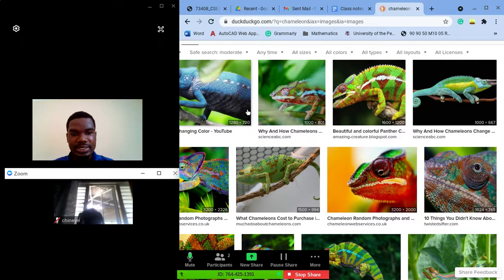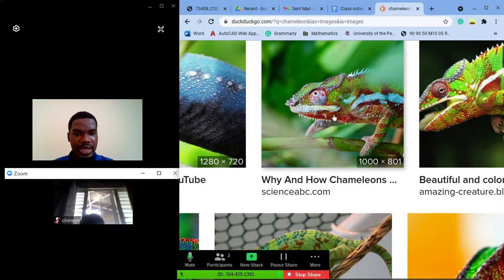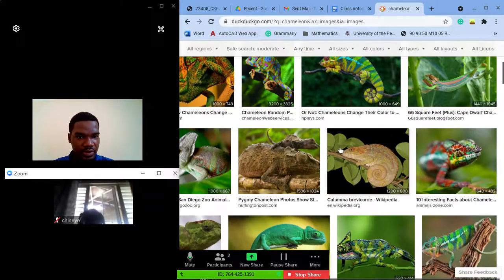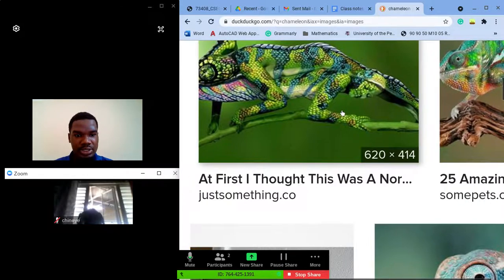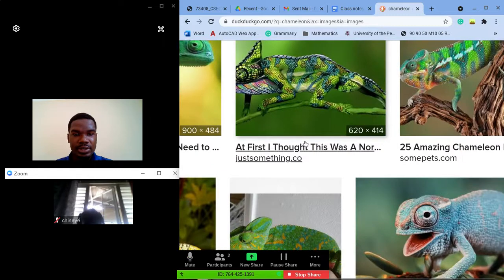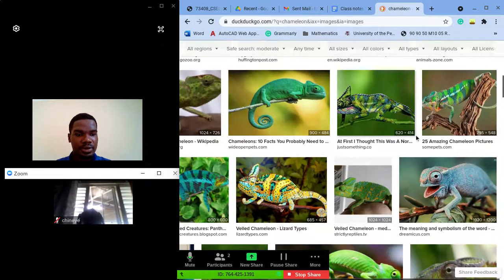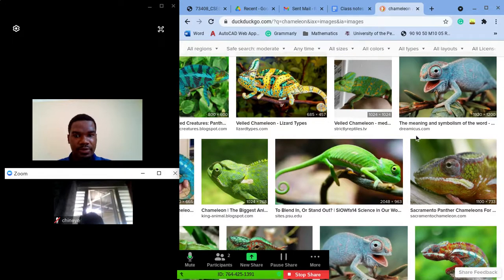So look at this example right here. It blends in with its environment. Let me give another example. Right here, it's swinging on a branch and it's hiding from its predator. So it's blending with the environment there. They're very ugly, but they're very amazing.